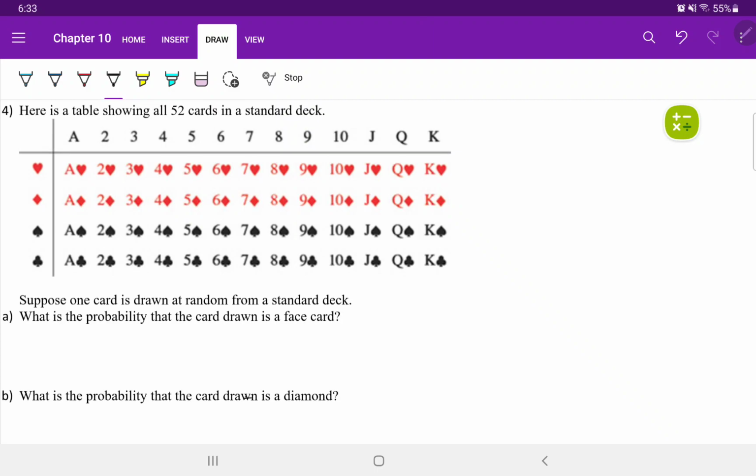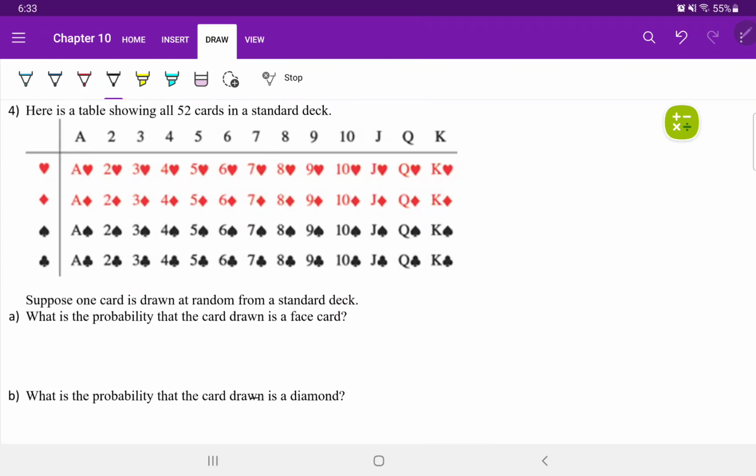Here is a table showing all 52 cards in a standard deck. Now, if you look at this deck of cards, there are 2 colors. My 2 colors are red, and I have black. Now, there are 52 cards in the deck. Half of them are red, half of them are black, which means I have 26 red cards and 26 black cards.